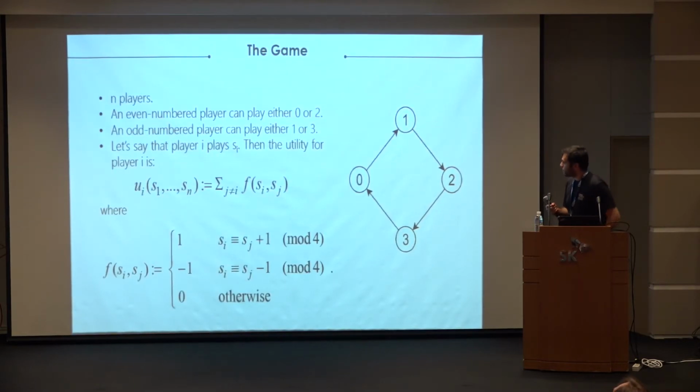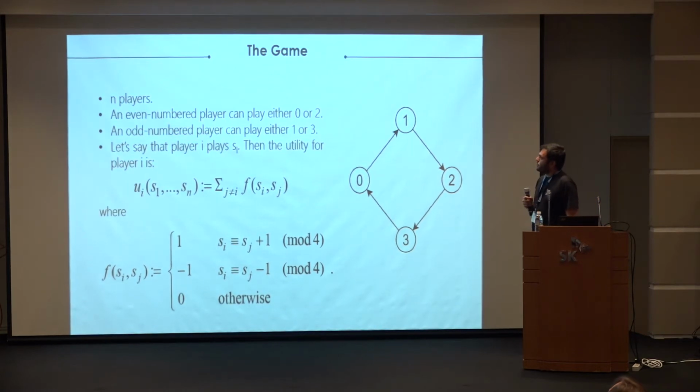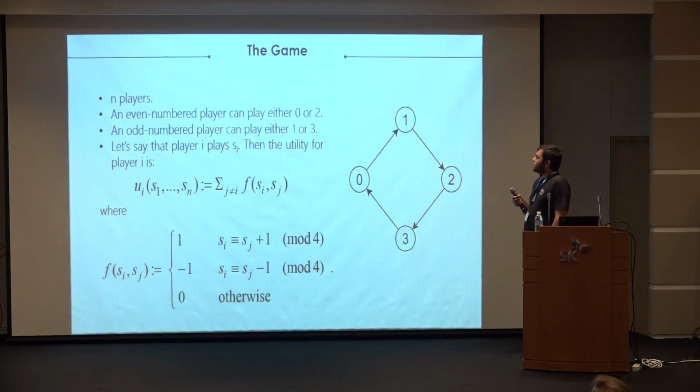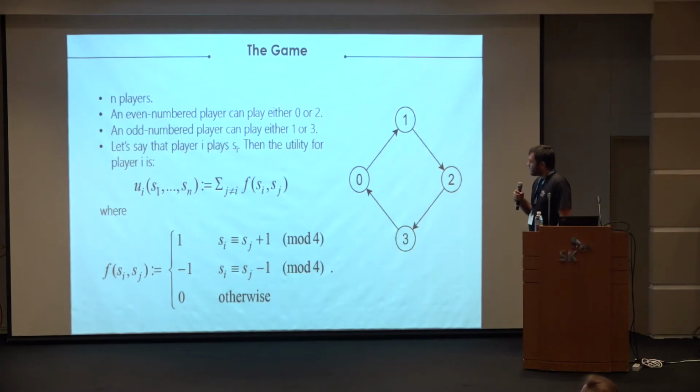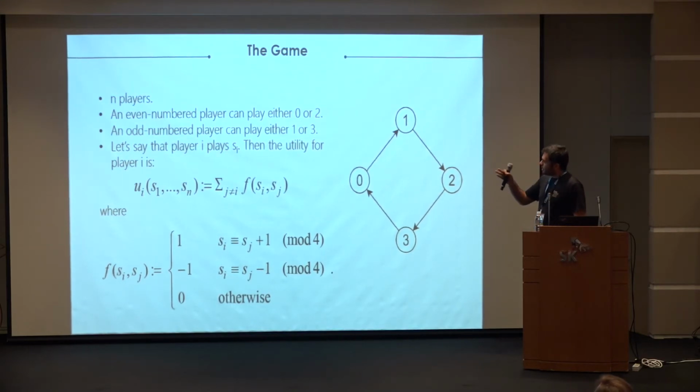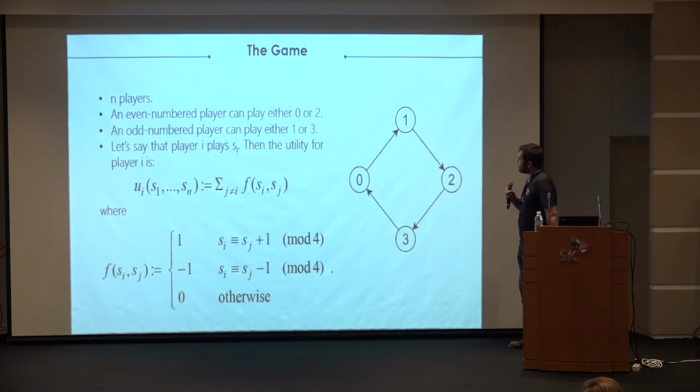So how does the game work? The game can have an arbitrary number of players. Let's say we have n players. So each player gives us a bit, 0 or 1. And for an even-numbered player, we interpret this bit as being either 0 or 2. And for an odd-numbered player, we interpret the bit to be either 1 or 3. And then let's say that player i plays s_i. And what we do is that we simulate a mini-game between every pair of players. And the mini-game is illustrated here.